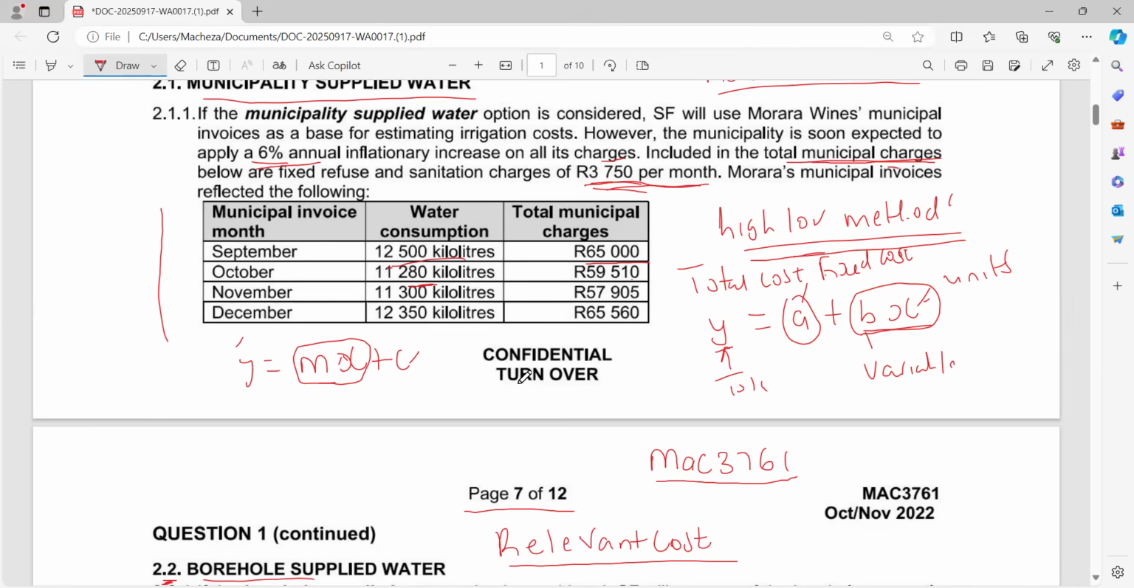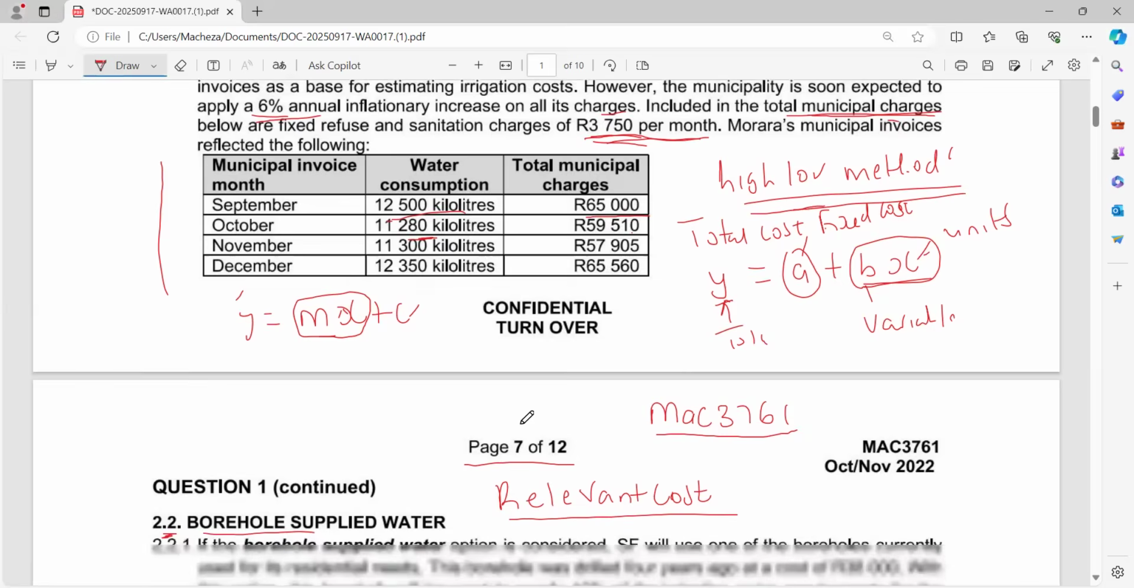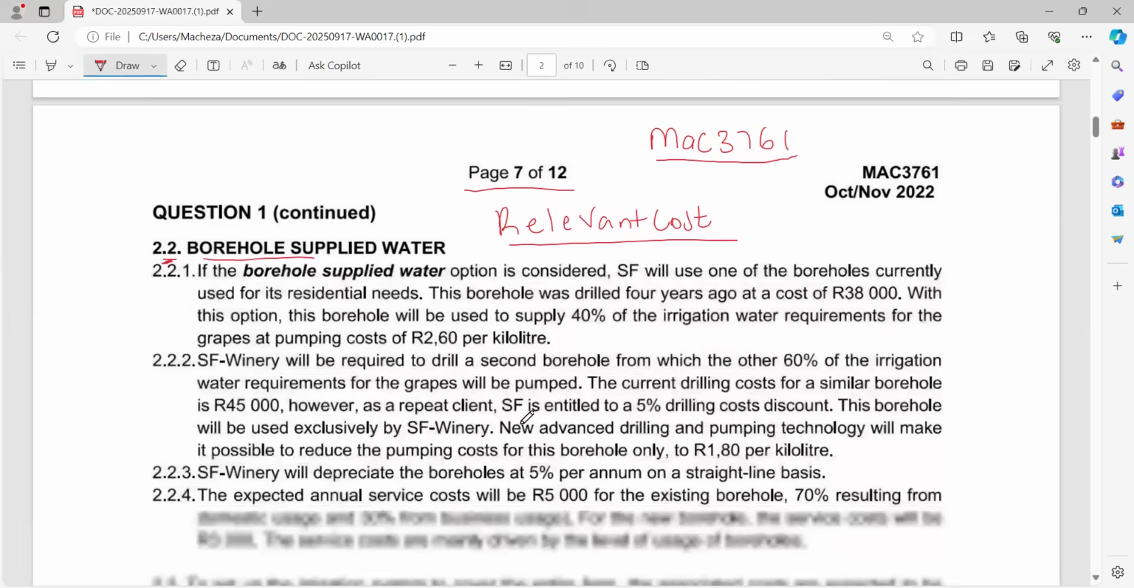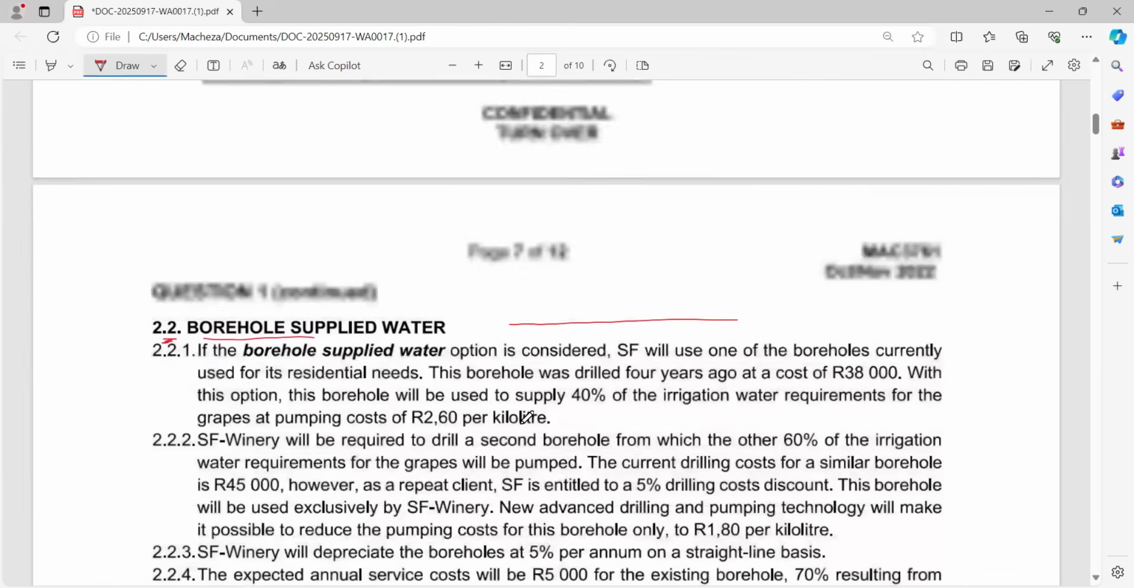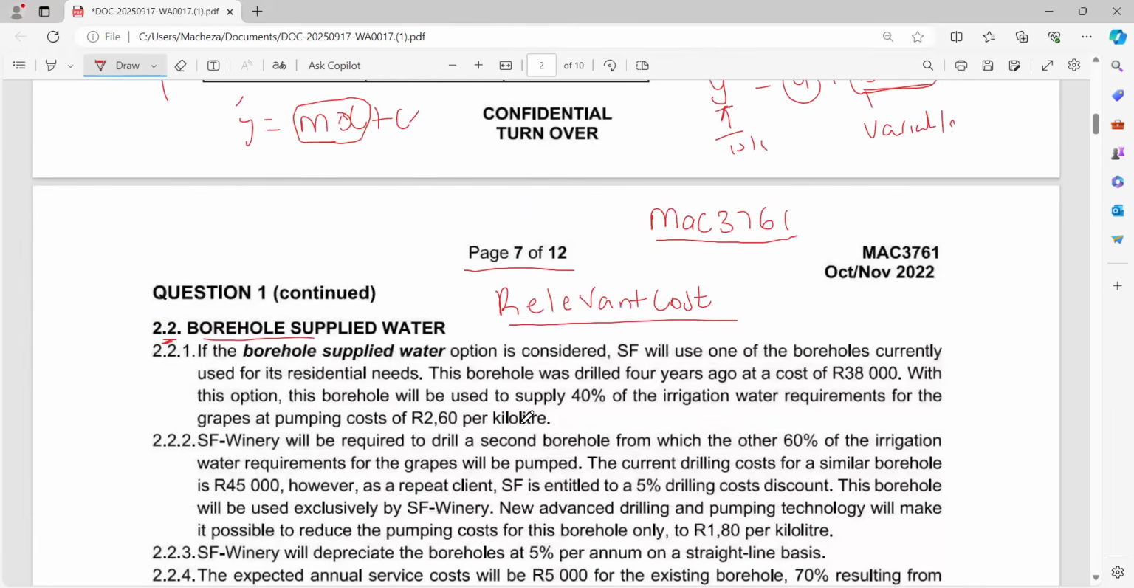I don't know if there's another question. Before we go to the bore water supply and check it, what is going to be the cost of the bore water supply? Relevant cost. Remember, it's decision making, so we should apply relevant cost in our answering.